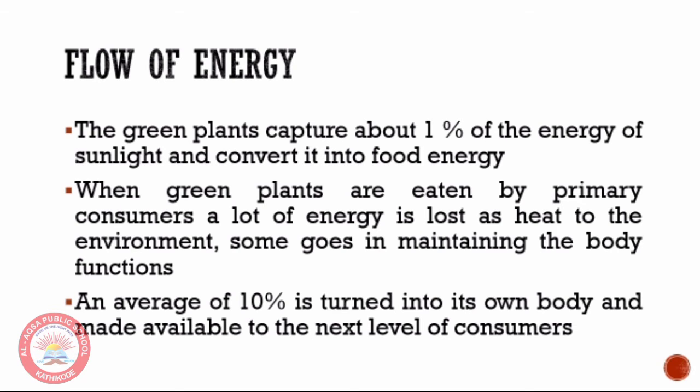Let us see how energy flows from one trophic level to the other in the ecosystem. The green plants, that is the producer, capture about 1% of the energy of sunlight and convert it into food energy. When green plants are eaten by primary consumers, a lot of energy is lost as heat to the environment, and some energy is lost in its maintenance and functioning of the body. An average of 10% of energy is only turned into its own body weight, and only that 10% is available to the next consumer.